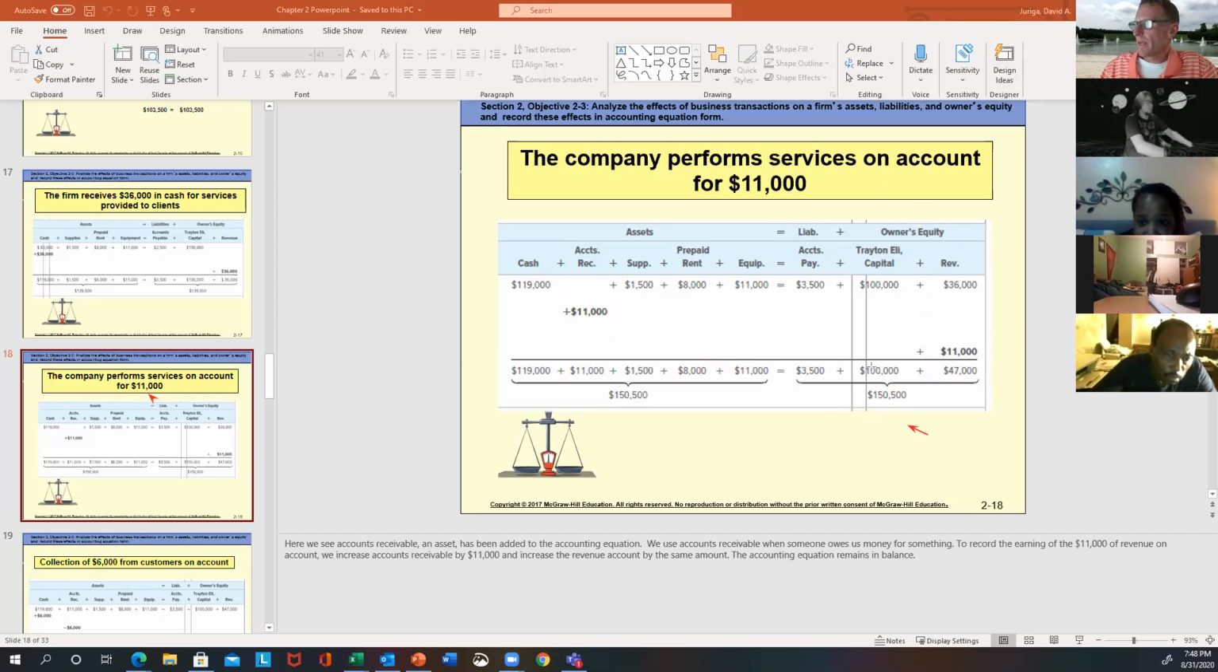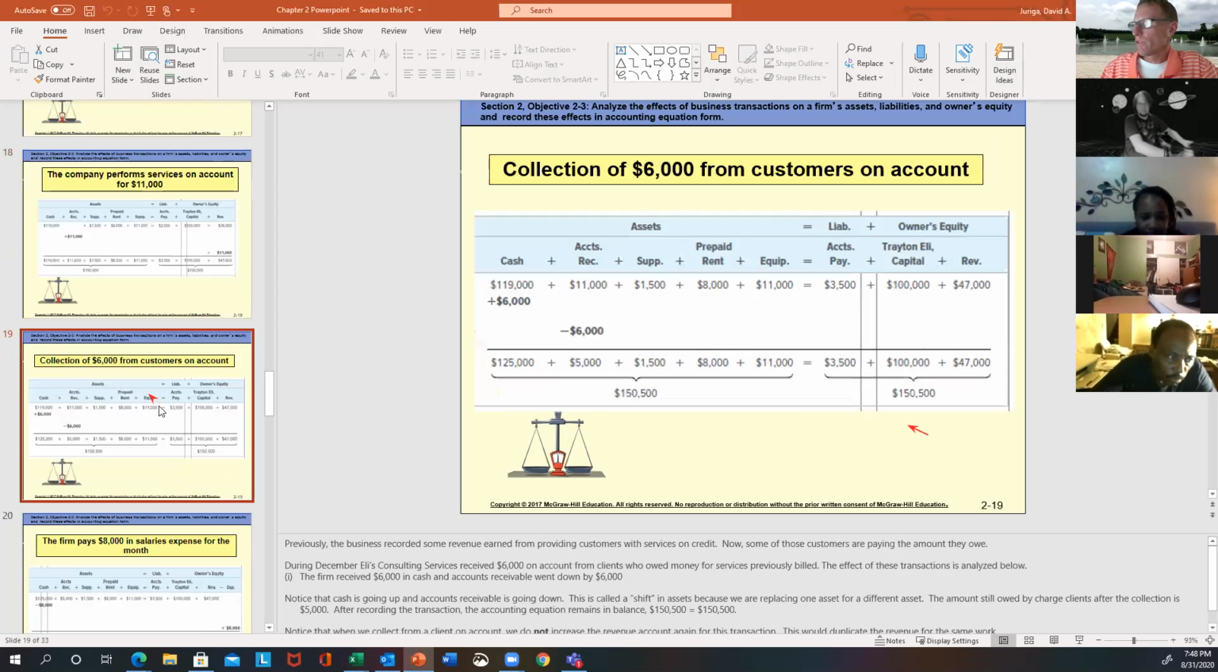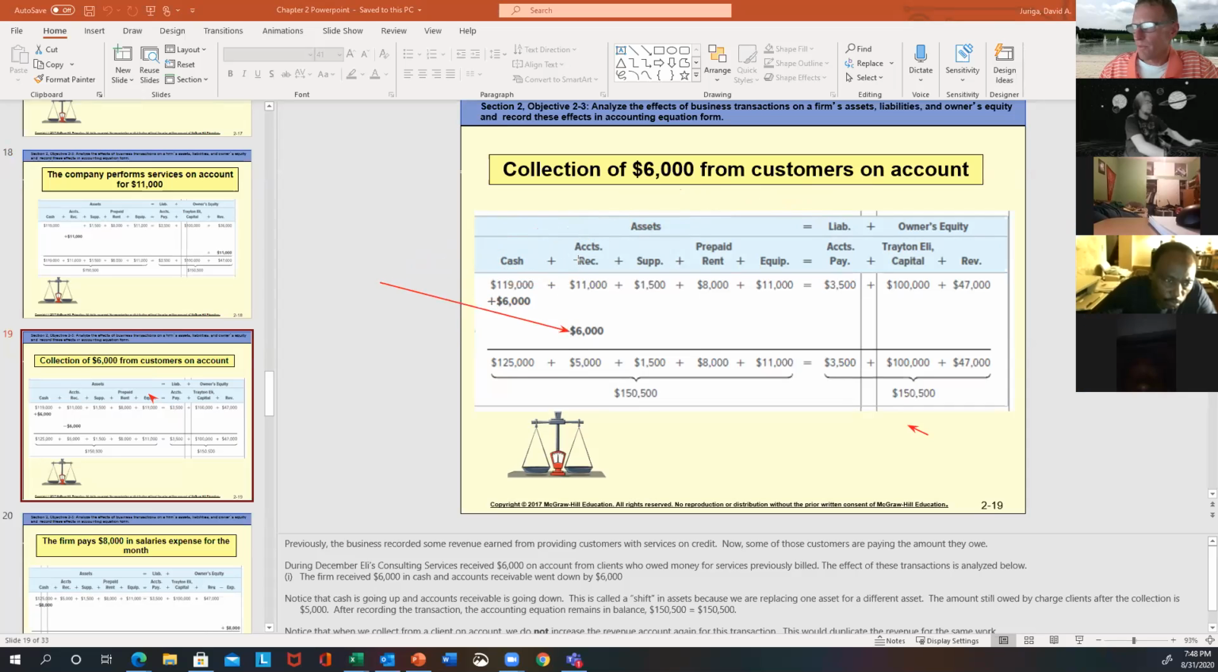Now, in fact, even on the next one, let me go to the next one. Last one, and then we'll get to the rest. If you look at the next one, notice this one says collection of $6,000 from customers on account. This one just says you're collecting some of your accounts receivable. Notice you're decreasing accounts receivable and you're increasing cash.